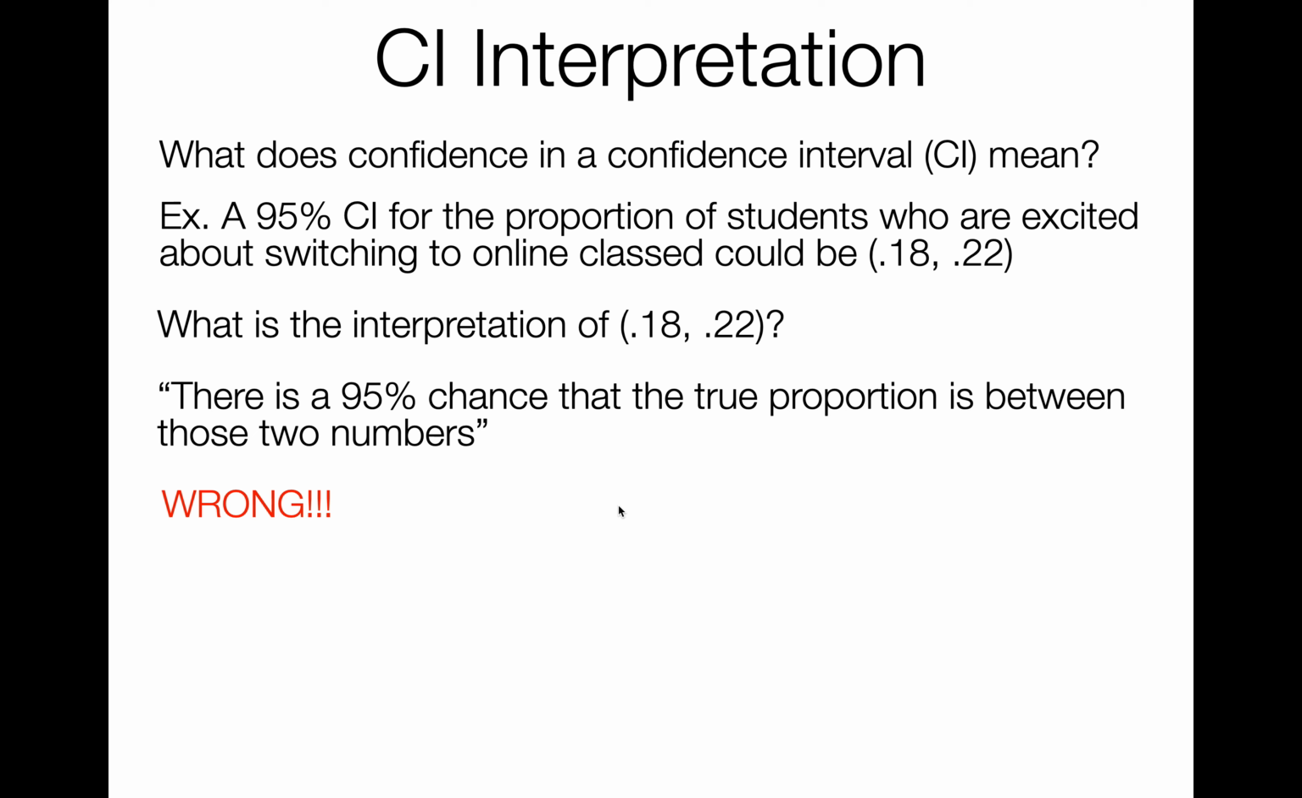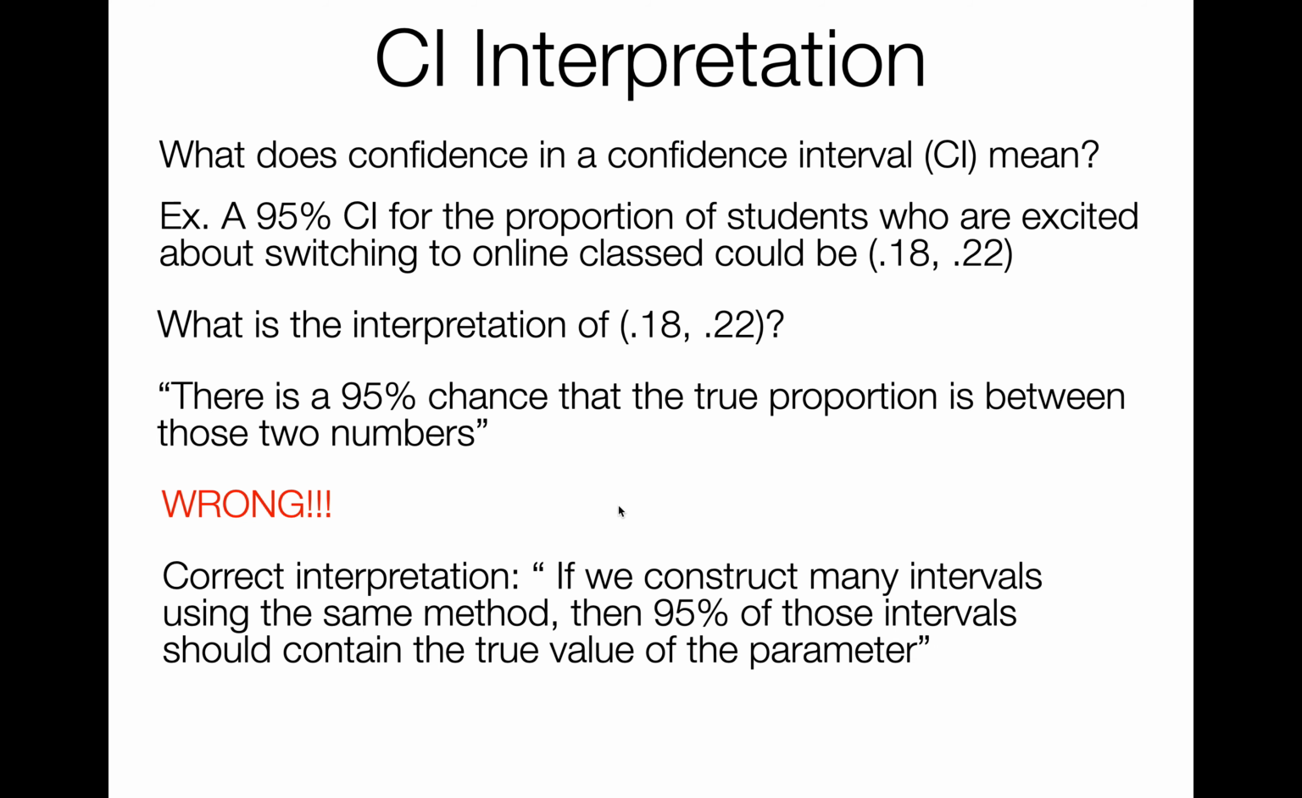Because I made this interval, and the truth is fixed. It is the number. It doesn't change. And so it's either in the interval or outside of the interval. So there's no 95% chance that it's in there. It either is or it isn't. So you may ask, well, what the heck is the interpretation? Here's one that I like to use. This is going to take a little bit of thinking, but I know that you can do it.